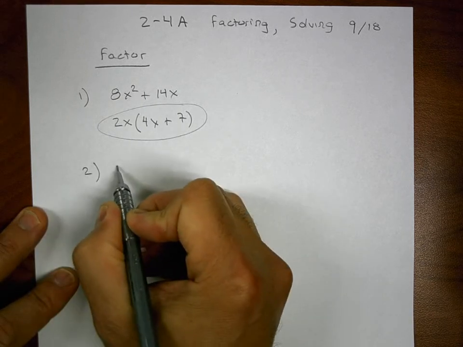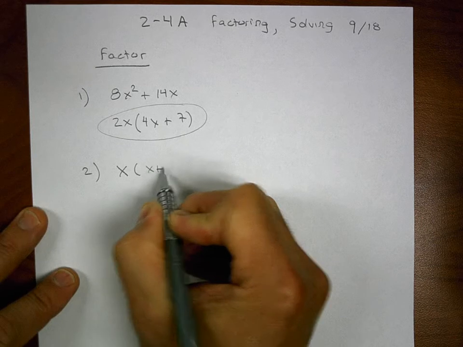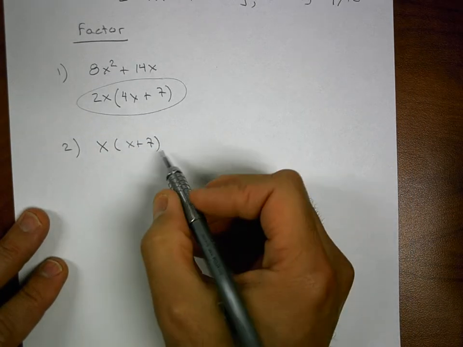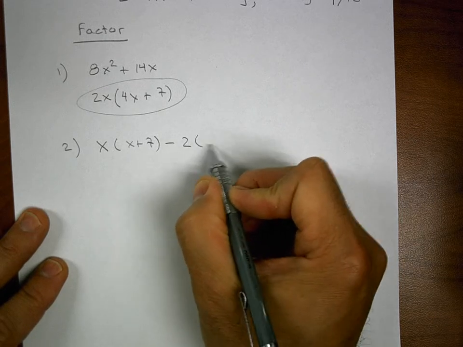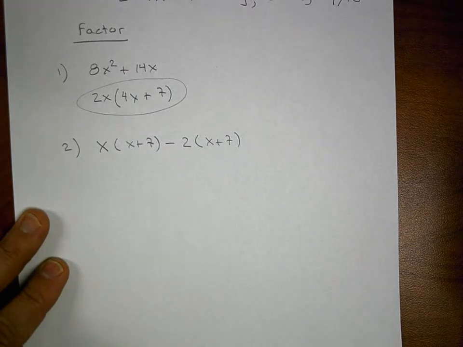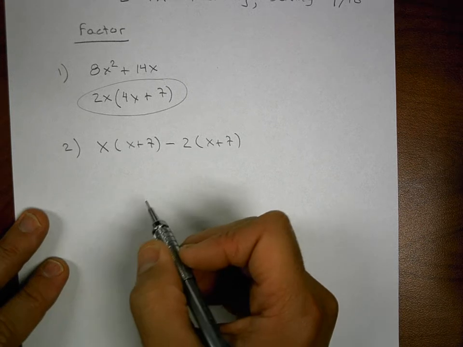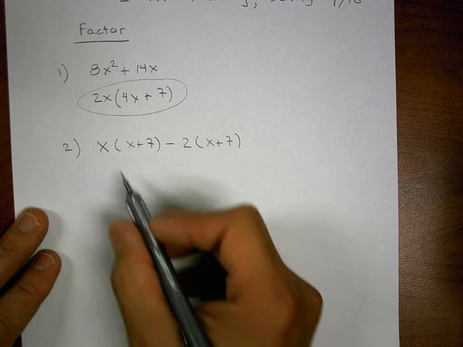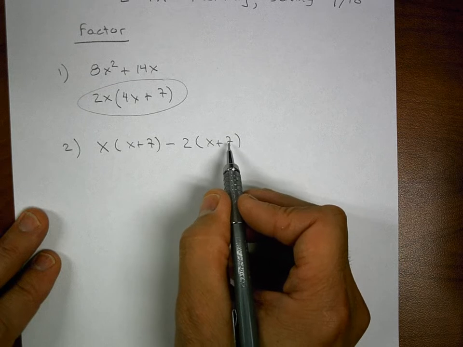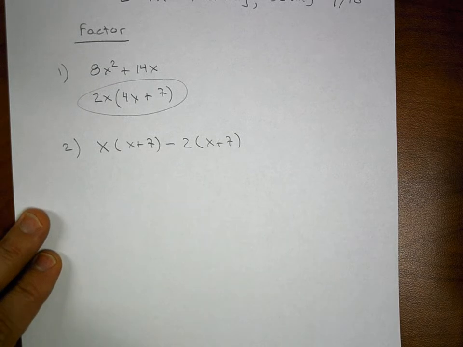Okay, number 2: x times (x plus 7), and same thing with factoring, minus 2 times (x plus 7). So we want to factor. Well, any ideas on how we're going to factor this? We could distribute: x squared plus 7x minus 2x minus 14. Absolutely, we can. Any other ideas?